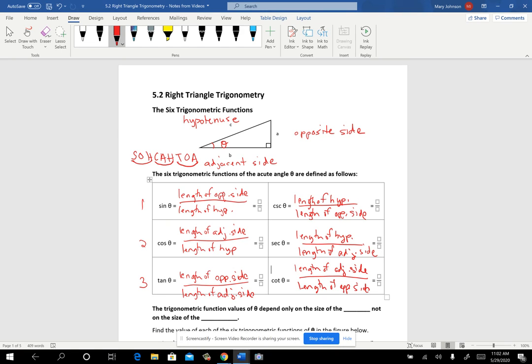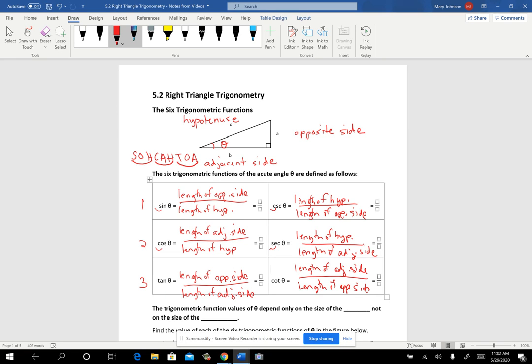Okay. Now notice also that sine goes with cosecant. See how the letters are different? And that cosine goes with secant. So don't put sine and secant together. Secant and cosine are related. Sine and cosecant are related.